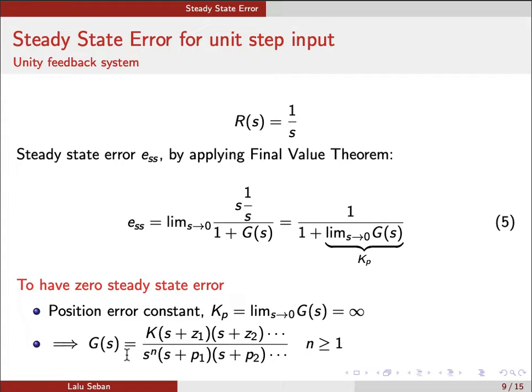which implies that G(s) should have a form. Okay, here G(s) is represented as gain zero pole form. It should have a form in which n should be greater than or equal to 1. If n is equal to 1, substituting here, when s tends to 0, we will be getting G(s) is equal to infinity. That is the case for n is equal to 1, 2, 3, whatever it is. So let us conclude here one thing.